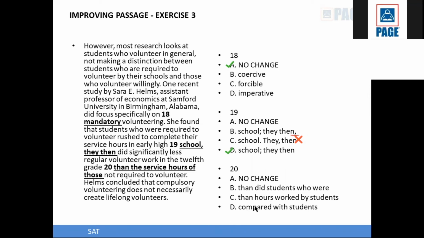D or B. So we can either go with D or B. Compared with the students not required to, is it D or B? Here they are talking about volunteering work in the 12th grade compared with the students, so instead of that, B would be a better choice. Less regular volunteering work in the 12th grade than did the students who were not required to volunteer.